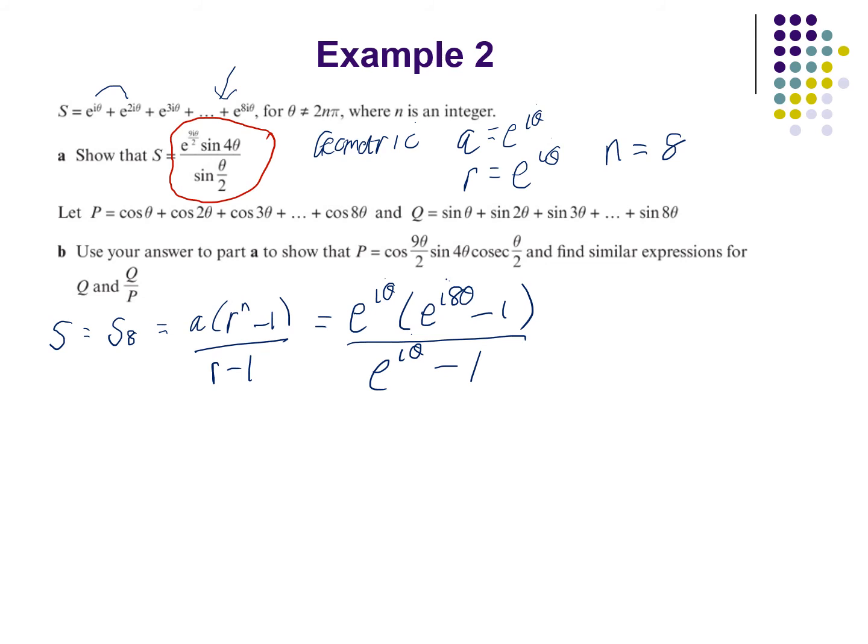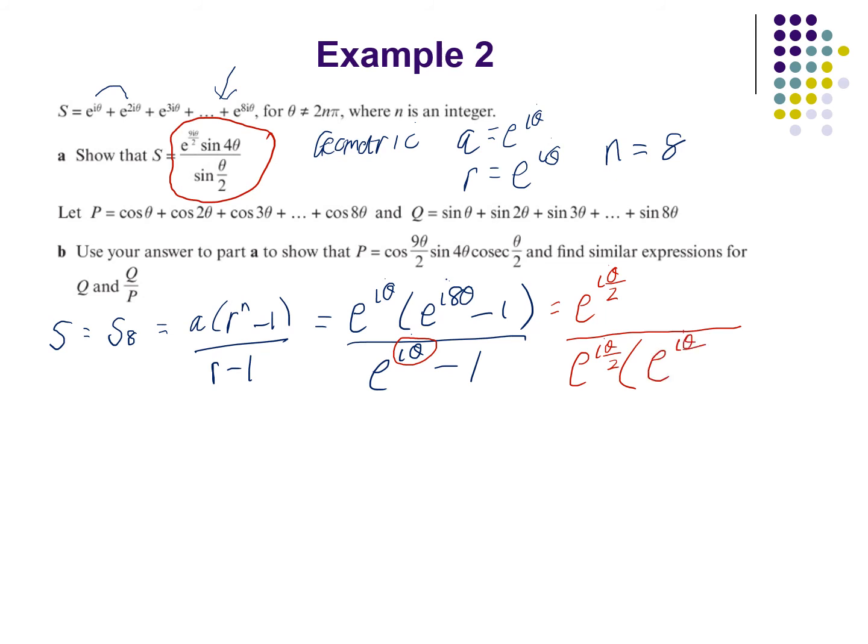Okay. So I want to make this bit on the denominator become sine theta over 2. So I don't want to have thetas here, I want to have theta over 2's here. Okay, happy with that? So if I take out a factor of e to the i theta over 2, top and bottom, then I can cancel those, all right? And you'll see in a minute why that's useful.